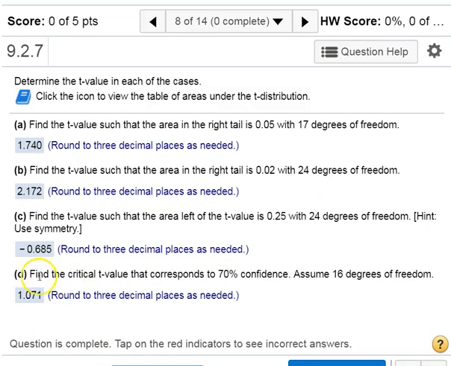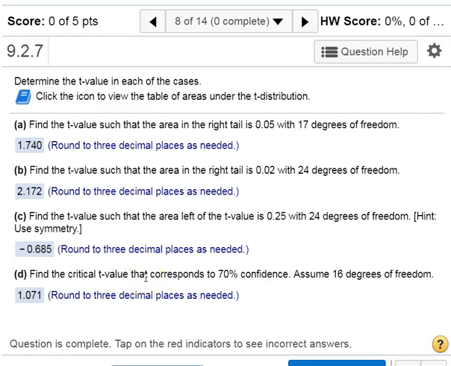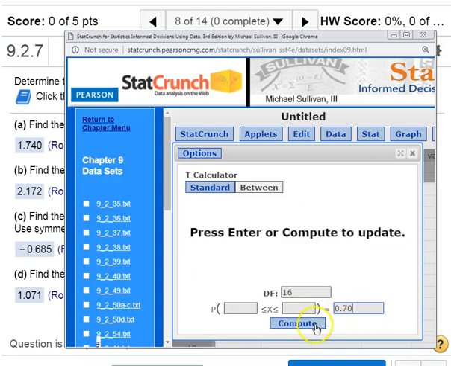For part D, it's phrased a little different. Find the critical value that corresponds to 70% confidence, and we're assuming 16 degrees of freedom. So we want to do a between then, because a visual way of picturing 70% confidence is that this red area should cover 70% of the distribution here. We want to find the critical values that mark each side of the distribution so that 70% of the distribution is in between those critical values. So I'm just going to do an in between and type 70% out here.